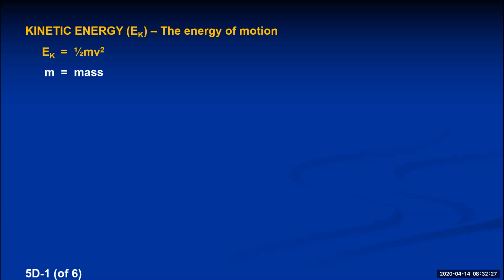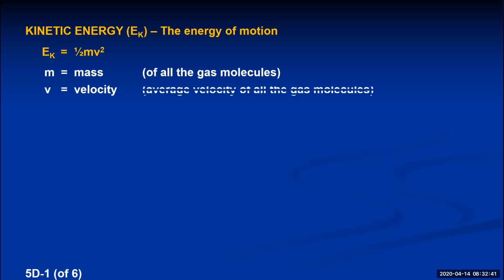if we're talking about a gas that's in a container, it would be the mass of all the gas molecules in the container. And the lowercase v in this equation stands for velocity. For a single object, it would be how fast that object is moving. For a gas, it would be the average velocity of all the gas molecules in the particular container.